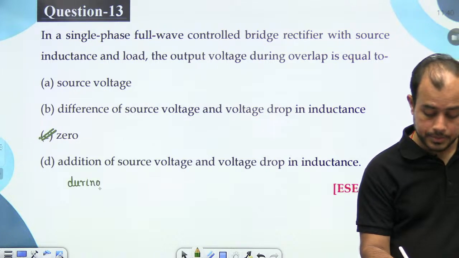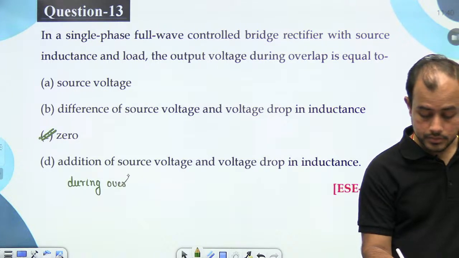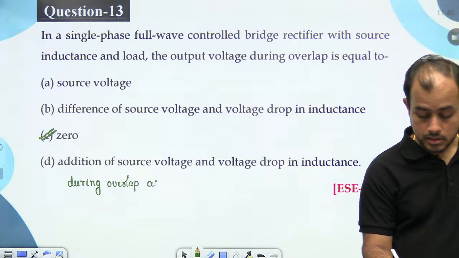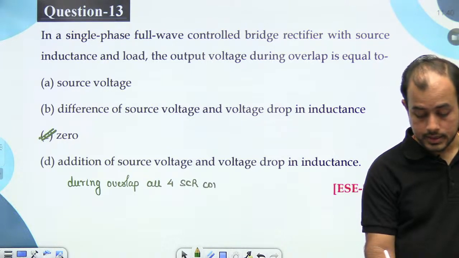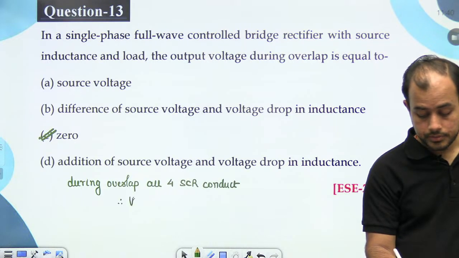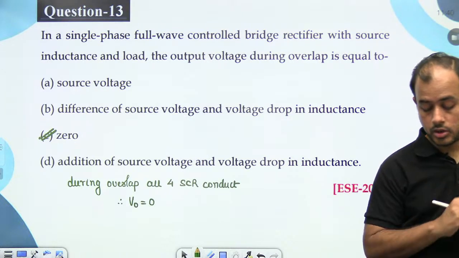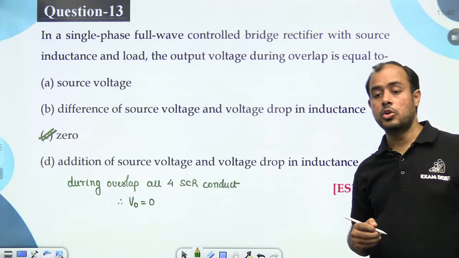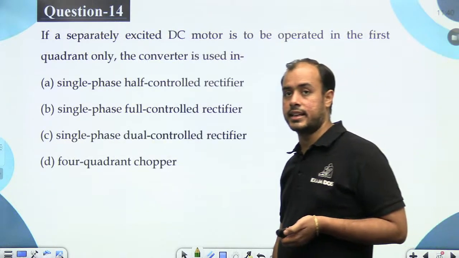The answer is 0. During overlap all 4 SCRs conduct. Therefore V naught is 0 because the load will get short circuited.